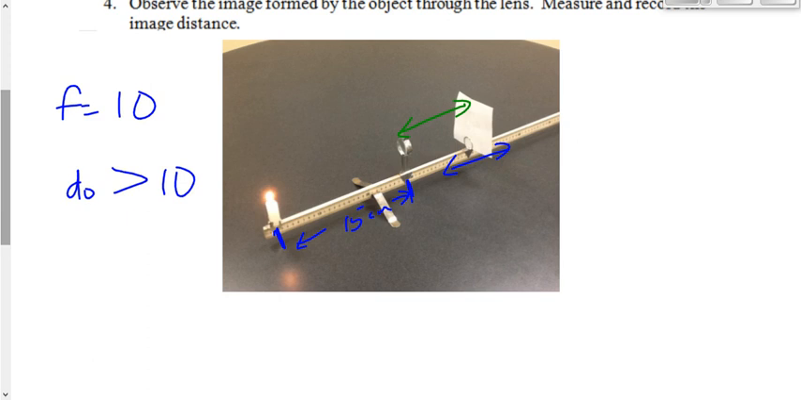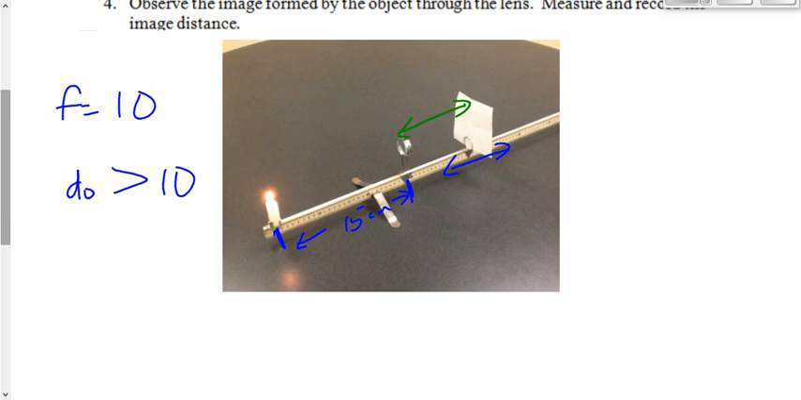Does that make sense? So if you're recording your focal length, which is going to stay the same throughout the whole experiment, then you're going to create an object distance that's greater than your focal length, and then you're going to measure what the image distance ends up being in response to whatever the object distance was. Then what do you think you're going to do?